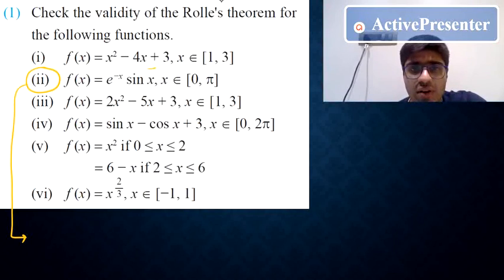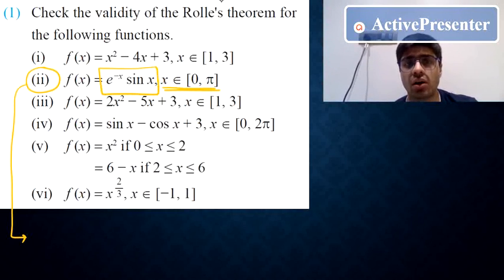F of x is e power minus x into sine x. Now, as long as x belongs to the interval 0 to pi, f of x is going to exist at every point. So whatever value of x you take between 0 to pi, you will definitely get a value for this particular function. And if the value of the function is going to exist at every point, we say that the function is continuous at that point.